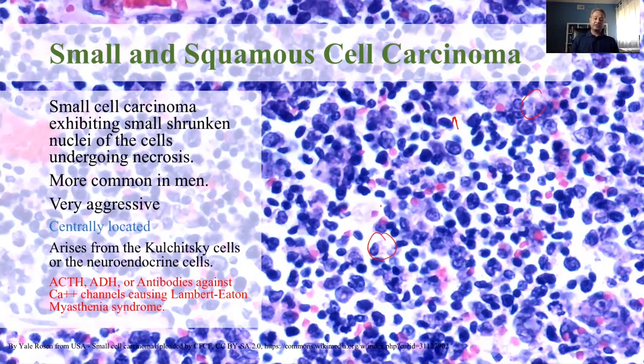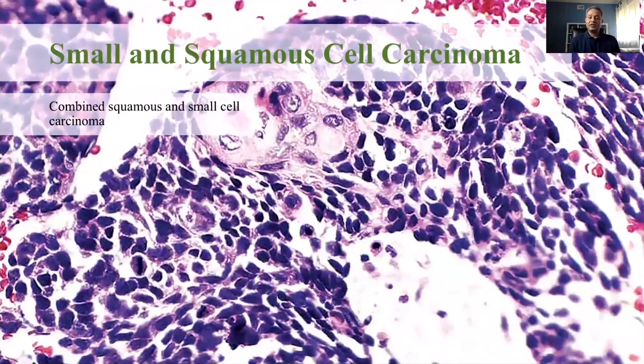Again, as I said before, Kulchitsky cells are the ones that give rise to it. These are neuroendocrine cells that normally produce serotonin, and then they can become cancerous. This small cell carcinoma can produce ACTH and ADH, and as I said, Lambert-Eaton syndrome, when it helps produce antibodies against the presynaptic calcium channels. Okay, so this is a combination. This poor patient has small cell and squamous cell carcinomas both. So you can see the red cells and blue cells both present.